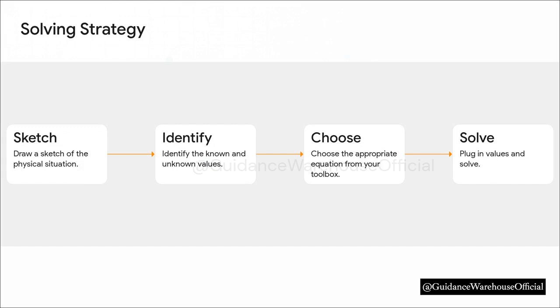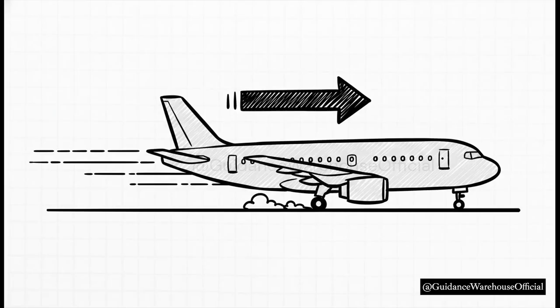So, how do we actually choose the right tool? We use this foolproof 4-step problem-solving strategy. Step 1, draw a sketch. Always visualize the physics first. Step 2, identify your known and unknown values. Literally write them out on a piece of paper. Step 3, look at your toolbox and choose the appropriate equation that bridges the gap between your knowns and your unknowns. And step 4, just plug in those values and solve. I promise you, if you follow this method step by step, you are never going to get lost in the math. Let's make this a whole lot easier with a real example so you can see this toolbox in action.